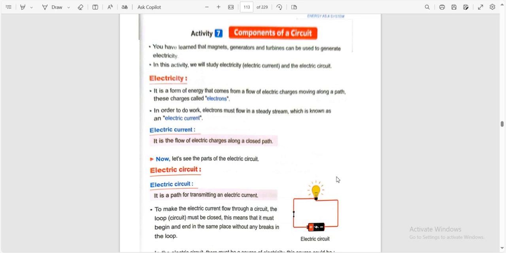Now, what are the components of a circuit? A circuit, first, is the path through which an electric current passes or moves. Electric current or electricity is the flow of electric charges along a path. This path we call the electric circuit. And the electric current is basically made up of something we call electrons.